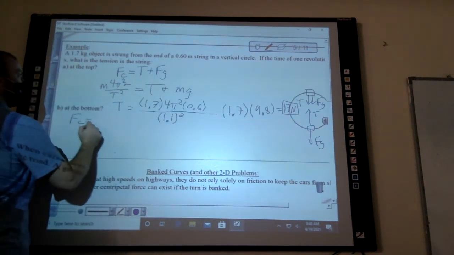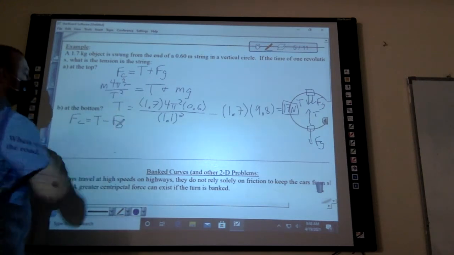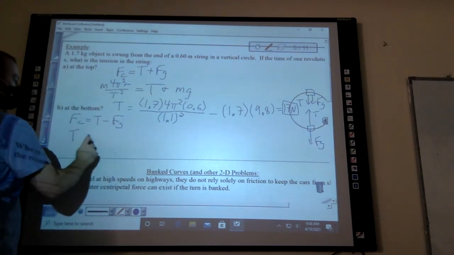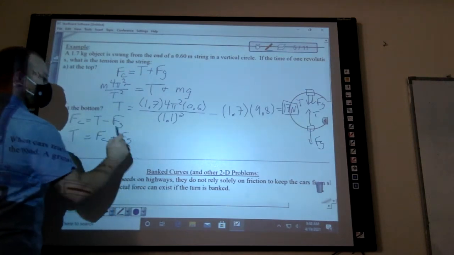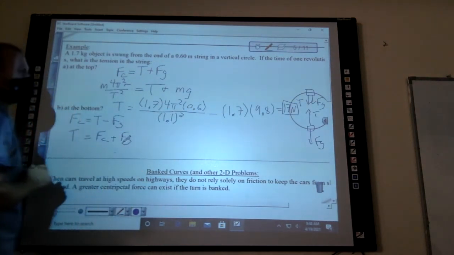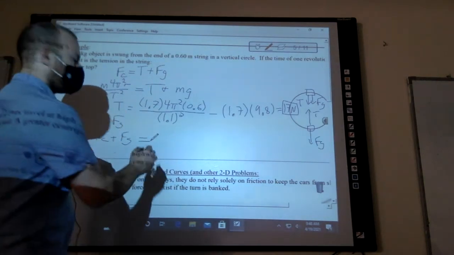So Fc is tension minus Fg. So we're going to do the same thing, except tension is Fc plus Fg. So we're going to do the exact same thing, except with a plus sign. And in this case, we get 50.